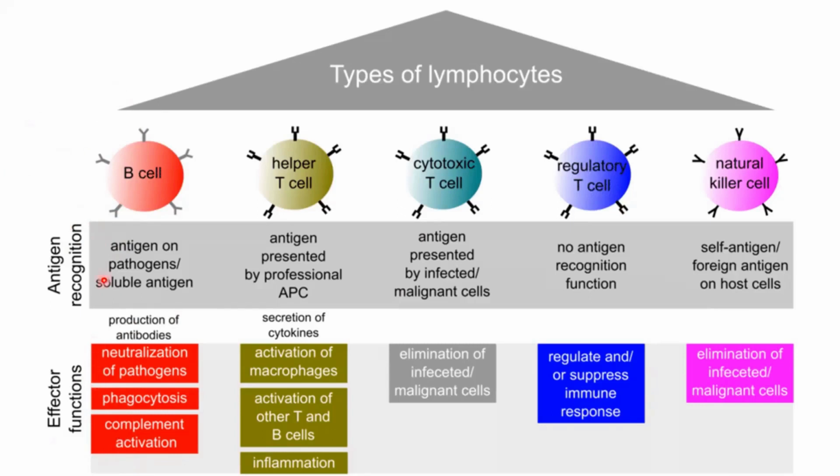Coming towards the T cells, there are three different types of T cells. These are helper T cells, cytotoxic T cells, and regulatory T cells. These T cells are going to bind to the antigens which are presented by another specific category of cells called antigen presenting cells.